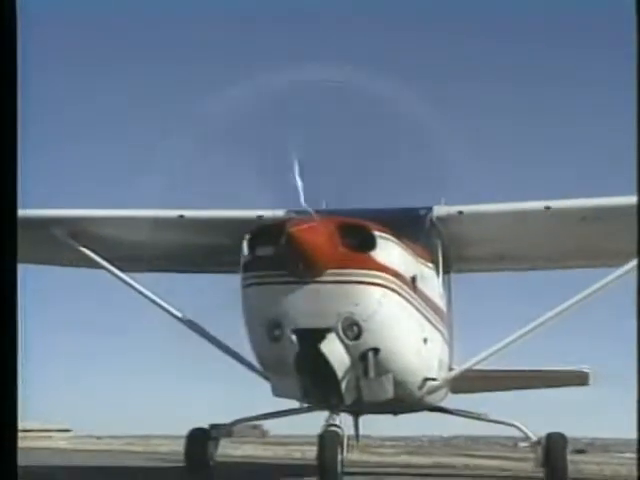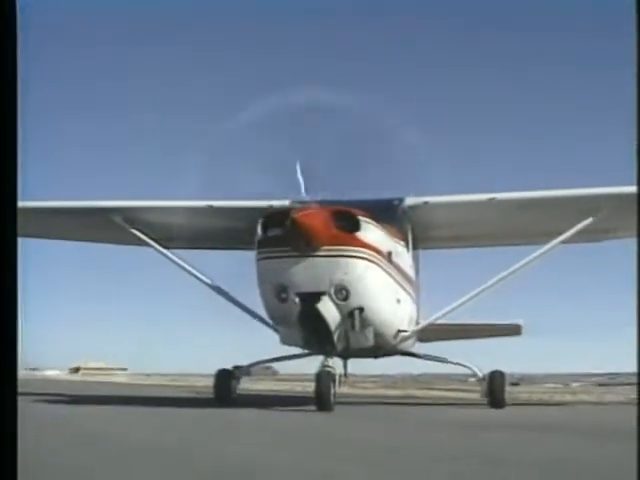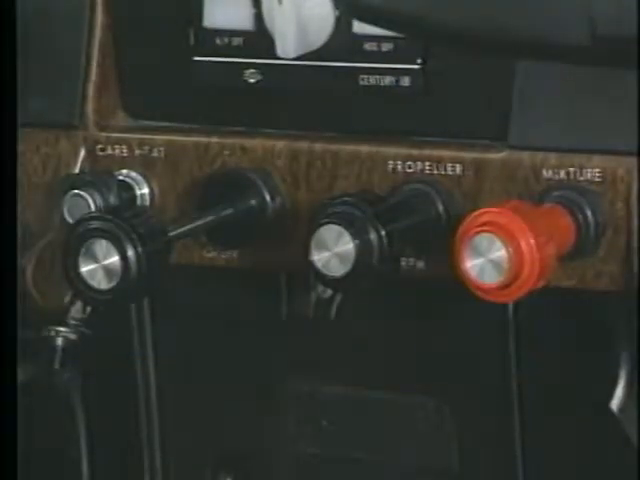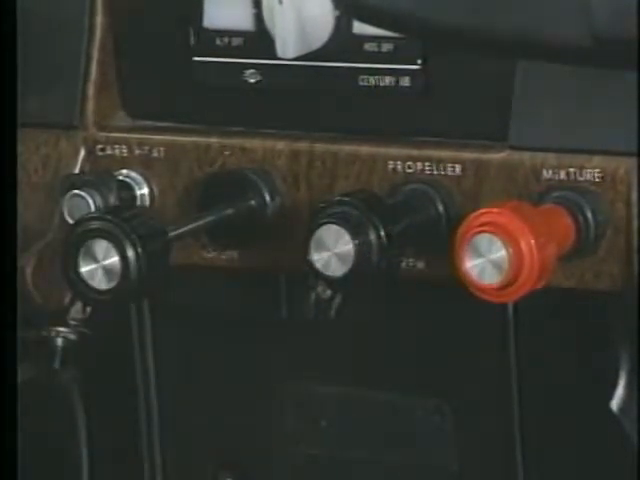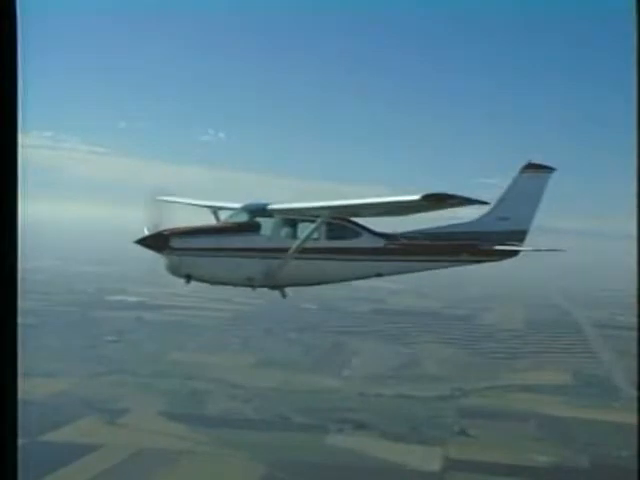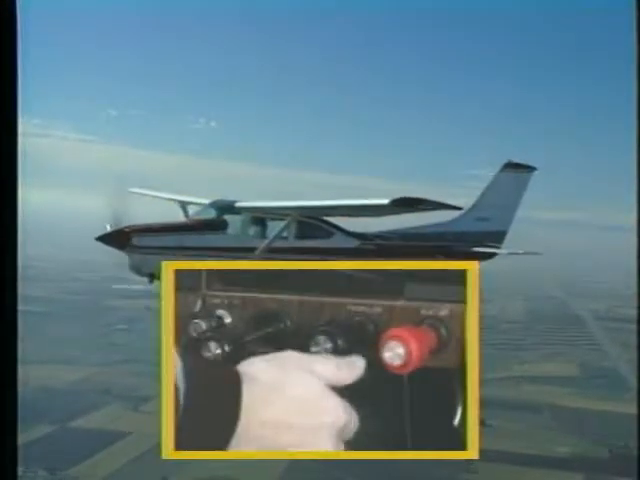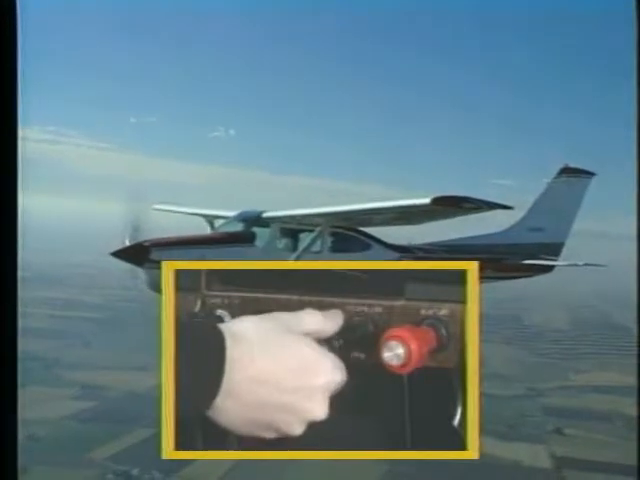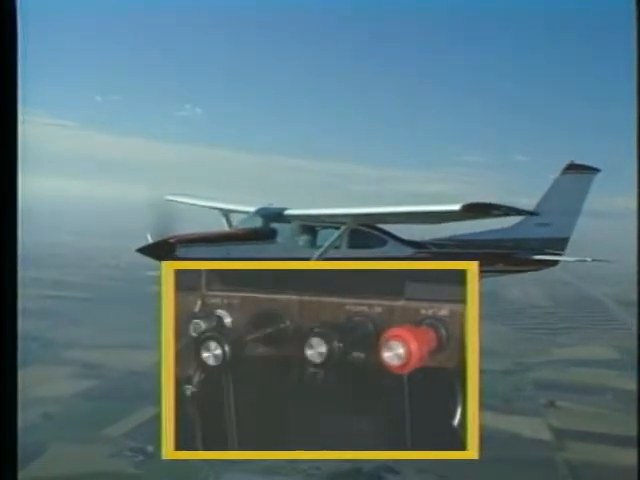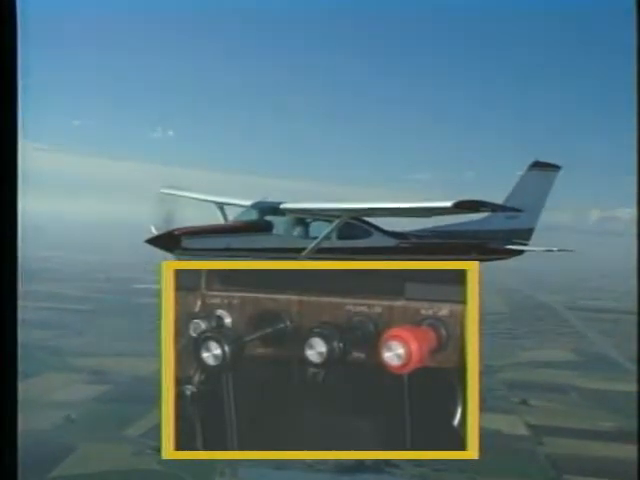For instance, before takeoff, you adjust the knob to set the propeller to a low blade angle. This provides high RPMs for maximum takeoff thrust. Upon reaching cruising altitude, you adjust the blades to a higher pitch. This produces a lower RPM and provides adequate thrust for cruising airspeed.